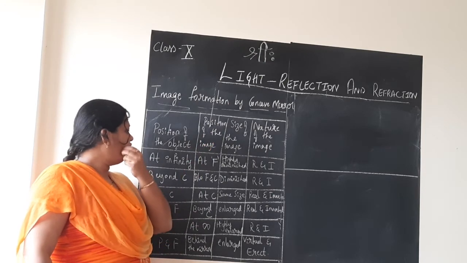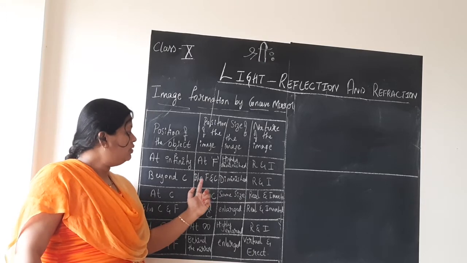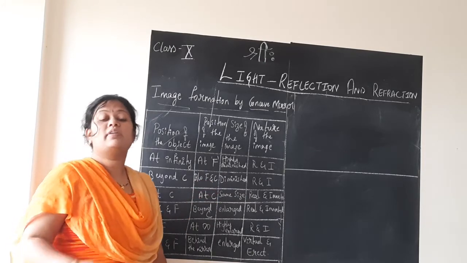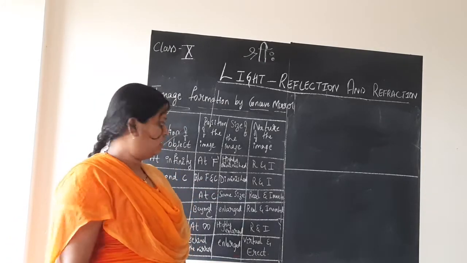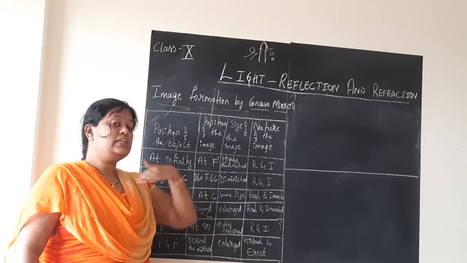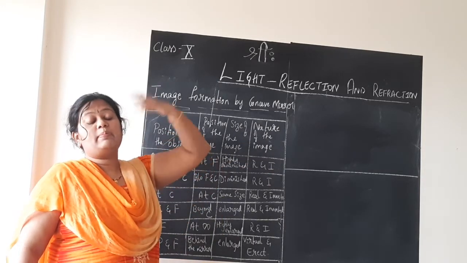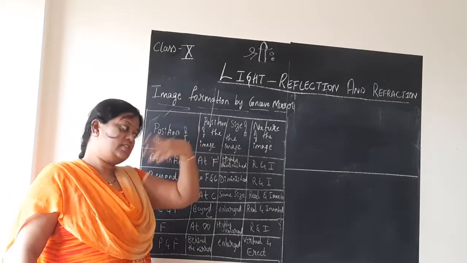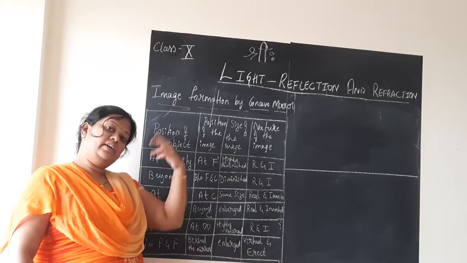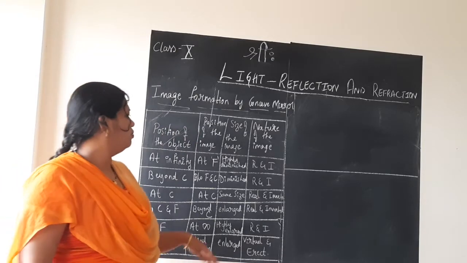Next, position of the image. At F, at principal focus. Between F and C, the image is formed between the principal focus and center of curvature. At C, at center of curvature. Beyond C, beyond the center of curvature. At infinity, and behind the mirror is one position.